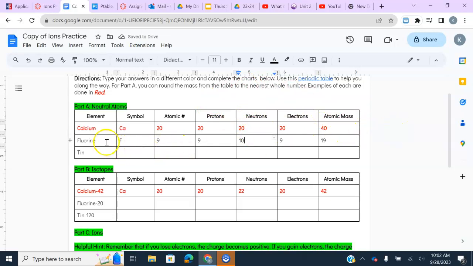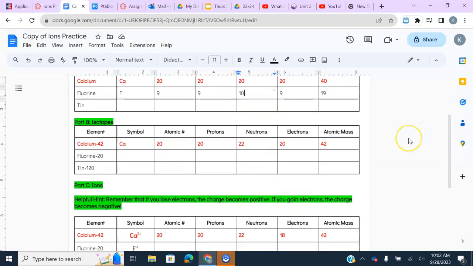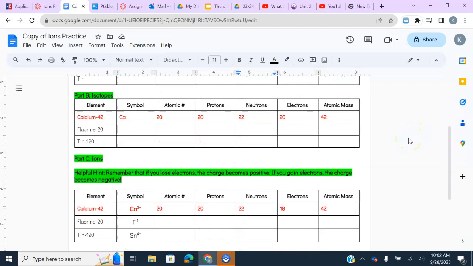So in here, we're assuming that the number of protons is equal to the number of electrons, and it's a neutral atom. Anytime we have a neutral atom, we just leave the symbol by itself. It doesn't need a plus or minus because it's neutral. It has no charge on it, so we just leave it plain. All right, so now let's look at isotopes in part B.